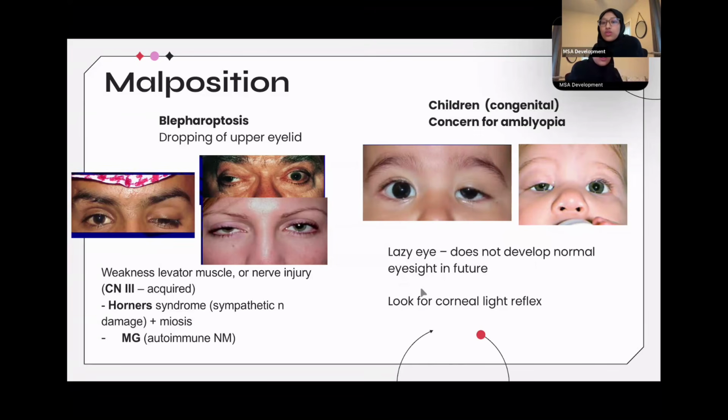The main thing you look for is the corneal light reflex. If you shine a light in their eye and they have that white corneal reflex, then that means it is okay, that the light is still going through the eye and they will develop normal vision. If there is no light reflex, that means the light is not reaching that eye and they will have vision loss later in the future. So doing this test is very, very important.